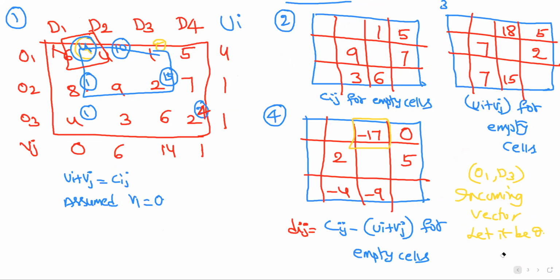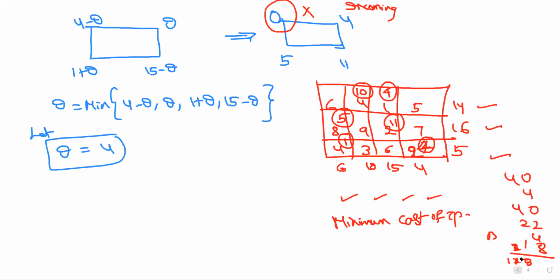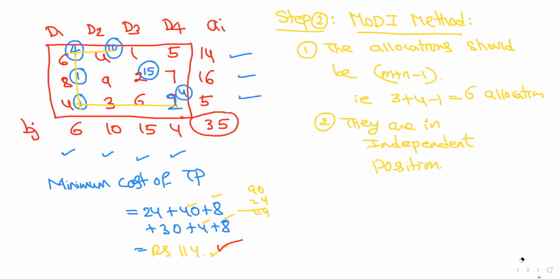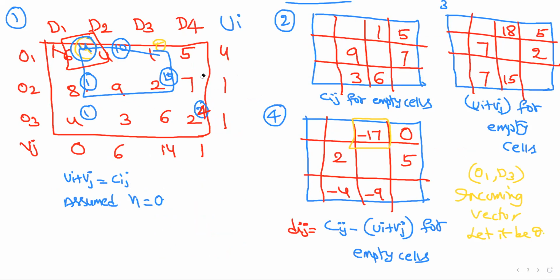Okay, so this is the process actually. You can try once, maybe you'll get the same amount or less. Here, all the allocations are in independent position. The allocation should be m plus n minus 1. You have to find Ui plus Vj for basic cells, assuming one of the values 0. Here I assume this one value 0. Ui plus Vj is equal to Cij, and for empty cells you write Ui plus Vj minus Cij. Do subtraction here. If all are positive, we have to get Ui plus Vj minus Cij.